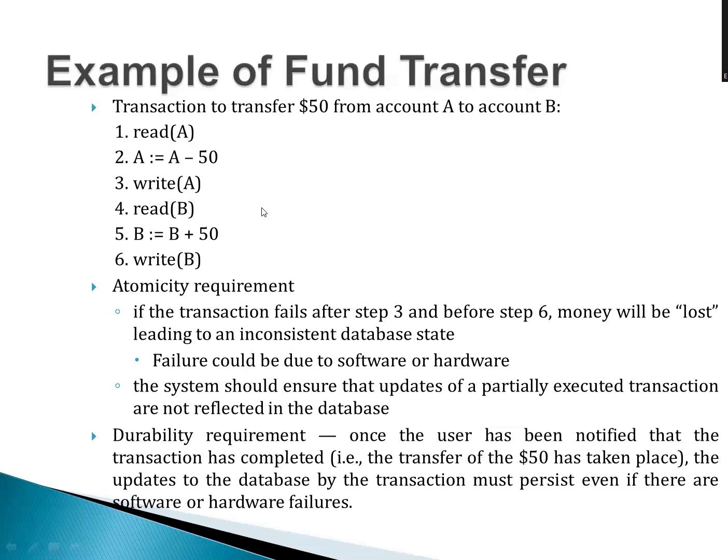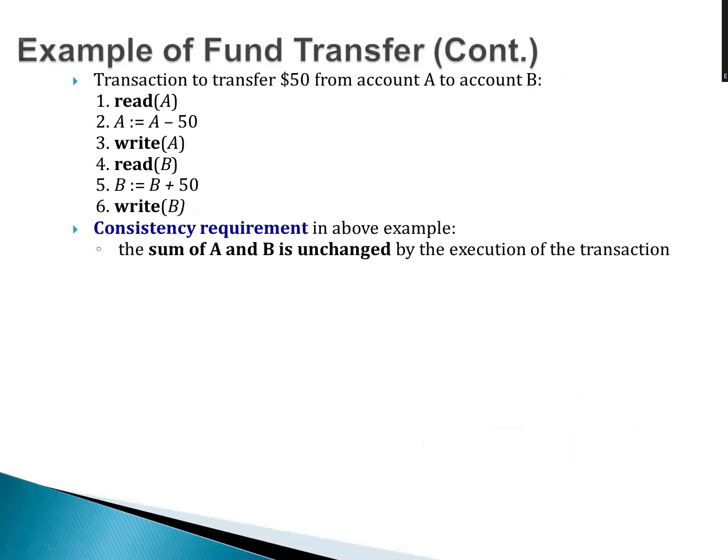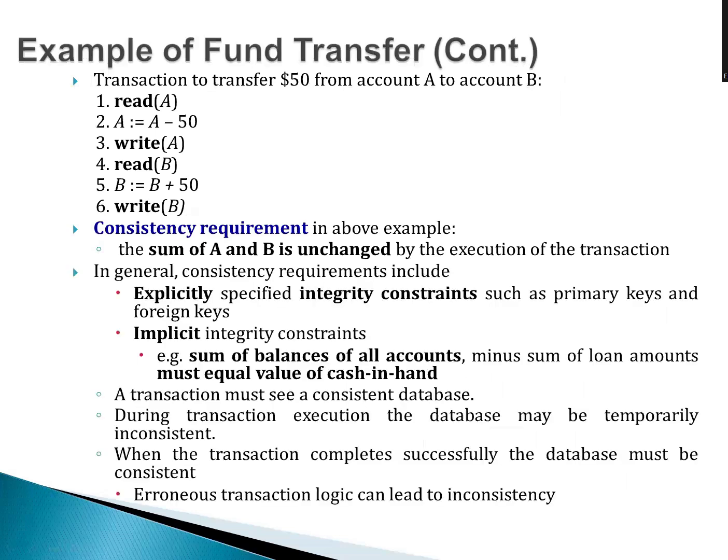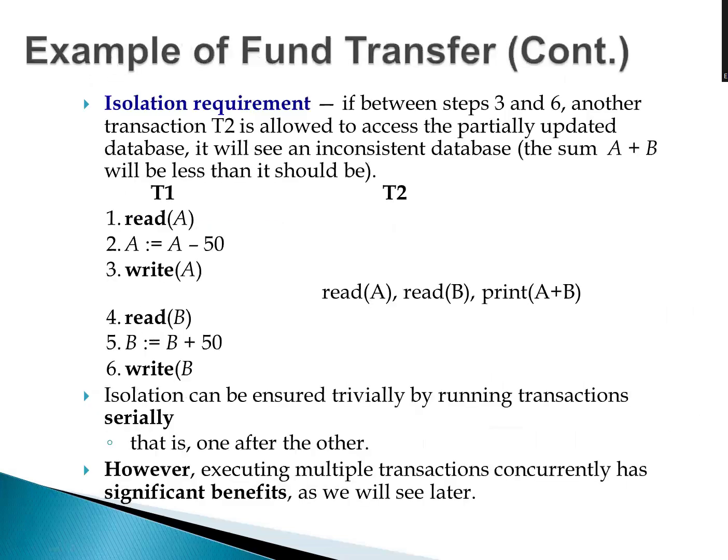And then isolation. Isolation deals with the concurrent execution of multiple transactions. It dictates that although multiple transactions may execute concurrently, each transaction must be unaware of other concurrently executing transactions. Intermediate transaction results must be hidden from other concurrently executed transactions.